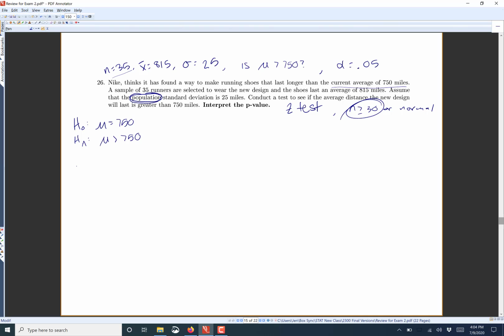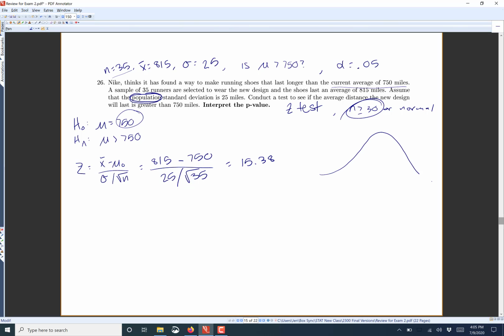Now for your test statistic. Our test statistic z is equal to x bar minus our hypothesized mean, over our population standard deviation over the square root of n. So x bar is 815, minus what's in your null, 750, over your standard deviation of 25 over the square root of 35. And this should give me 15.38.